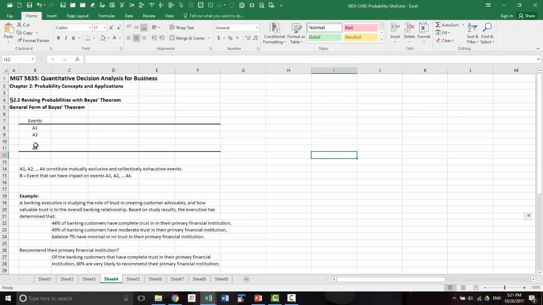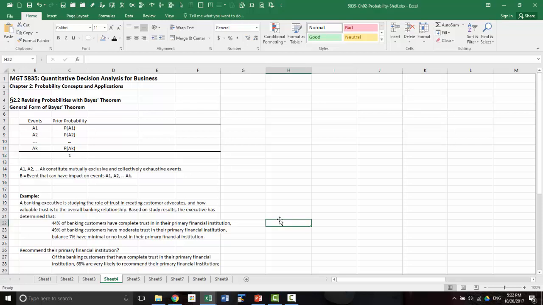Each event is mutually exclusive, so there are no intersections among these A's. And when you take them all together, they collectively give you the sample space. All right, so we start out with our initial probabilities for these events, and these are called prior probabilities. So we have P of A sub 1, P of A sub 2, and so on. And since these are mutually exclusive and collectively exhaustive, they should all sum to 1.